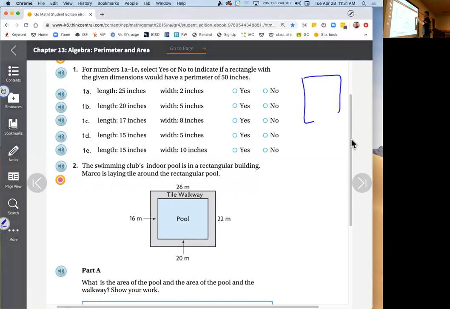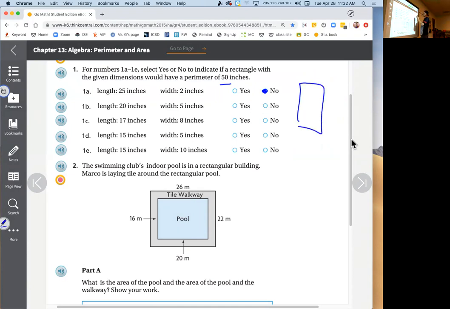I'm just going to draw a regular shape. It's a square, I know, but all the way around has to be 50 inches. The perimeter has to equal 50. So let's see if this works. Let's say the length is 25 and the width is 2 inches. So it's 25 plus 25, that is 50, and we got 2 sides of 2. Does that one work? Nope, that one does not work. Okay, let's go for another one.